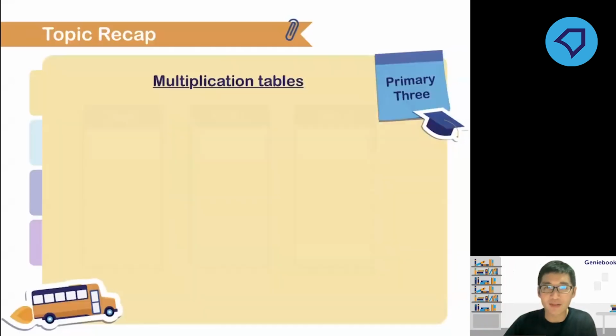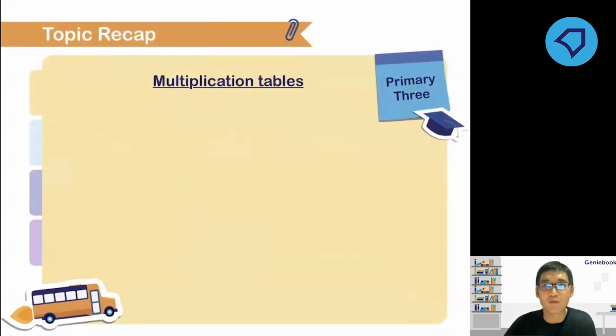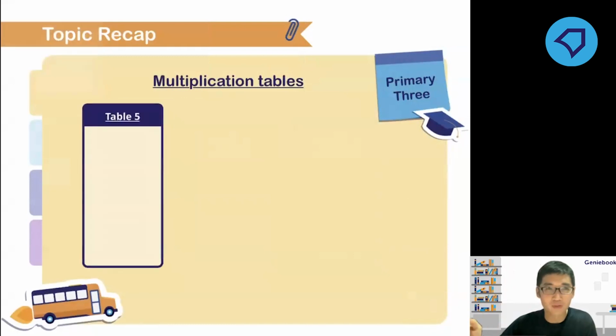Now let's move on to the next one, table 5. This one is very easy. The multiplication table of 5. Let's go.